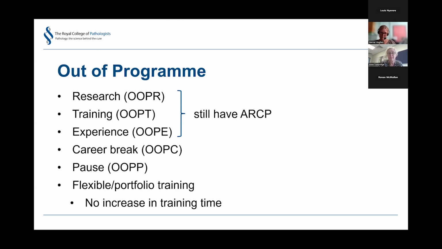For OOP-R, T and E, any of those, you will still have an annual review of your training. So there will be a requirement for a report from your supervisor for any of those things, with some stuff going into your e-portfolio. You still have an ARCP to check that you are hitting your target, so you don't get to go and have a jolly for a year without actually committing and recognising that it's appropriate to your training.